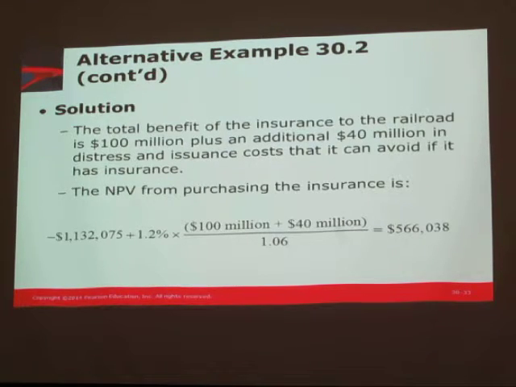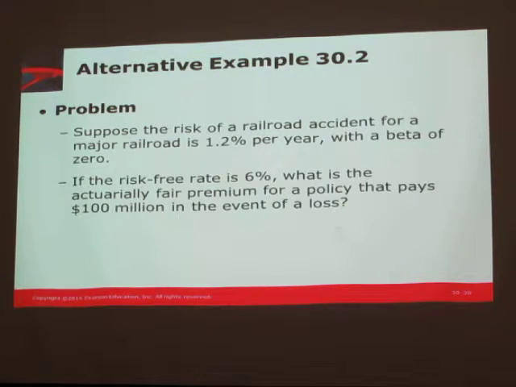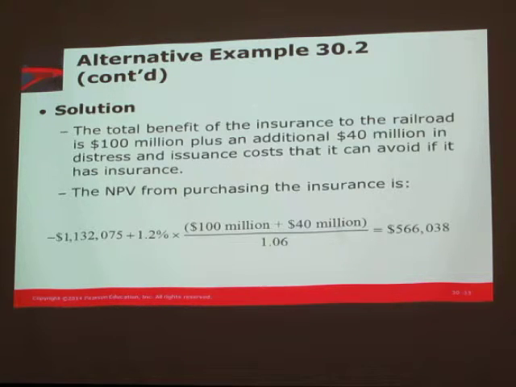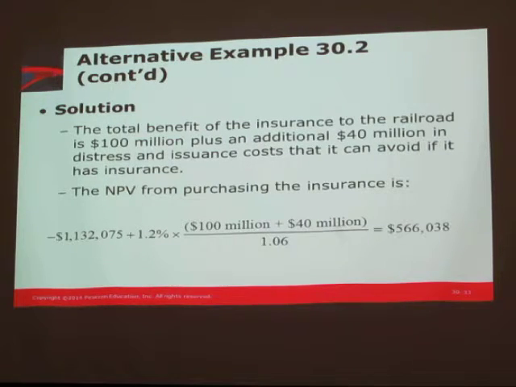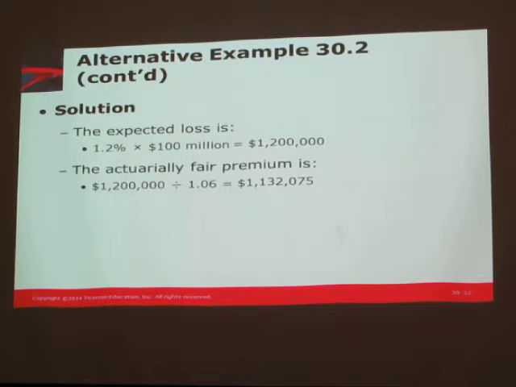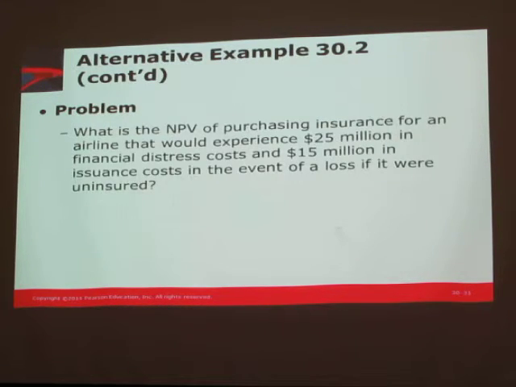Okay, so, real quick. Purchasing insurance from an airline that experienced 25 million in financial stress and 15 million, similar to what we just covered. Expected loss, divided by that, we know how to do that. The NPV, similar example, plus the issuance cost of $40 million, and distress and issuance cost, divided by the risk-free rate, and with the policy plus the 1.2, which was 1.2 per year accident chance happening.